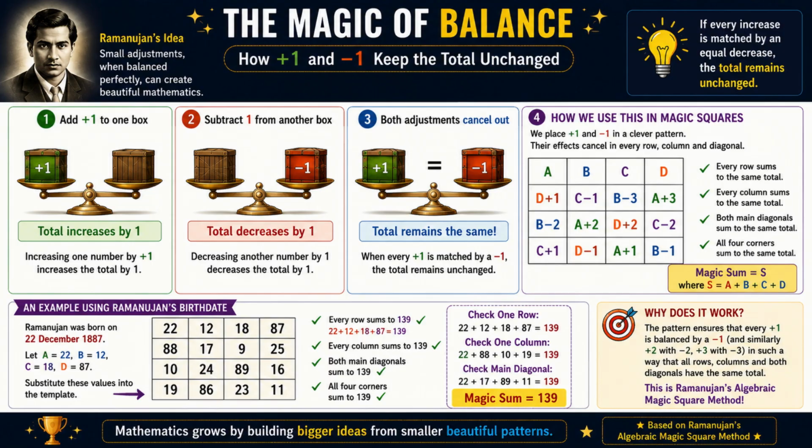For this kind of construction, mathematicians can use variables like a, b, c, and d. A change in one place can be balanced by another change somewhere else. This balance keeps the magic square consistent. Even if some values change, the mathematical relationship can remain the same.